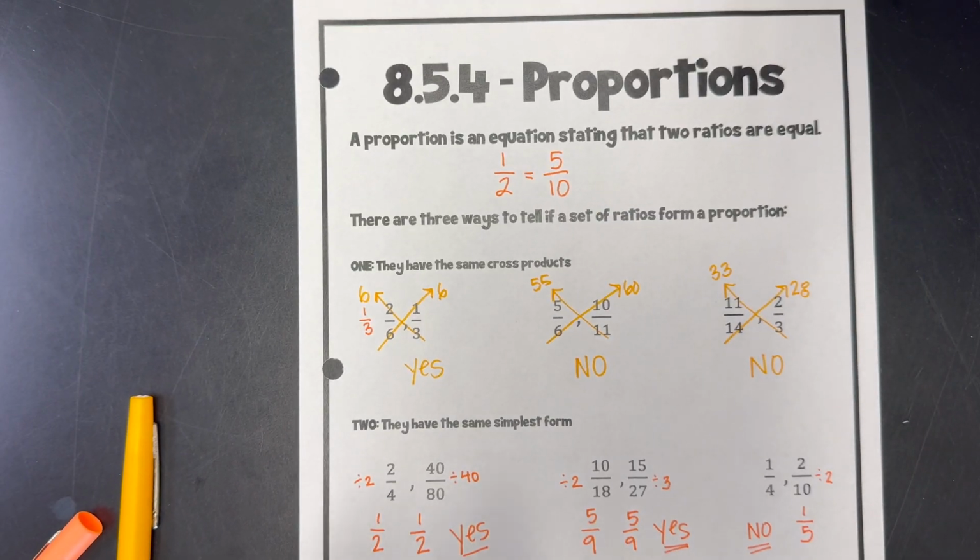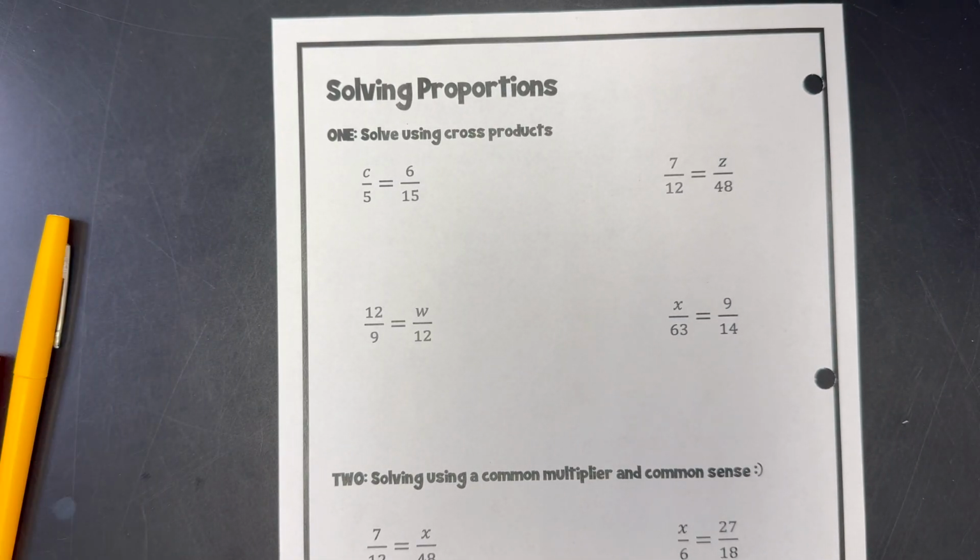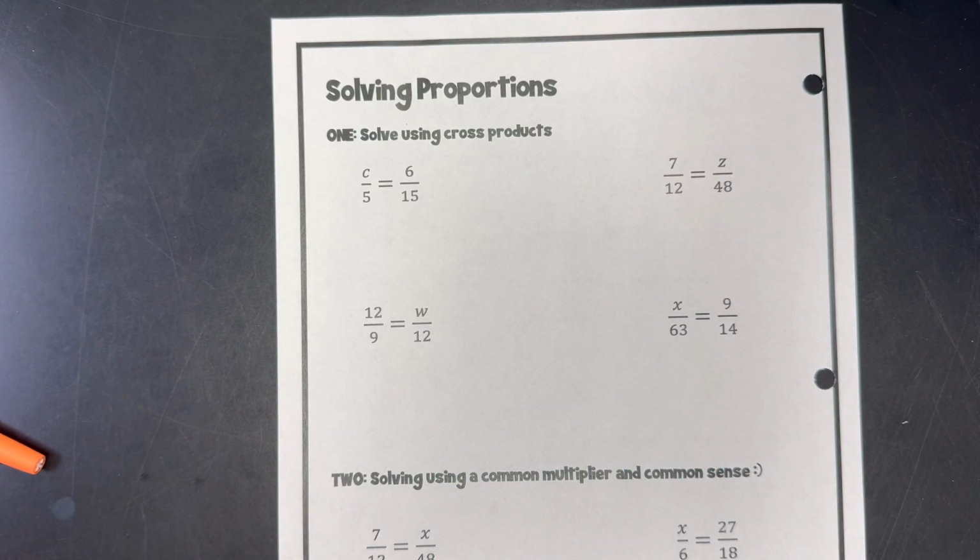Okay, now that we know what a proportion is and what makes a proportion true, right, that it's two fractions that are equal to each other, go ahead and turn your paper over and we can use that information to solve proportions. So the first way to solve a proportion is using cross products, right? What we learned on the front side of this paper is that if they're equal, then their cross products are equal, right?